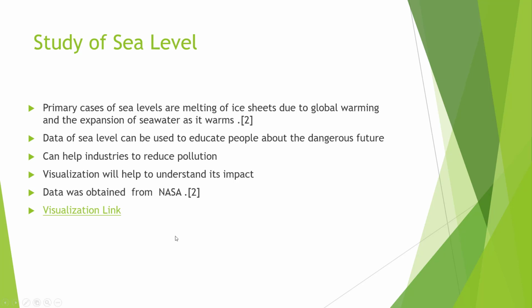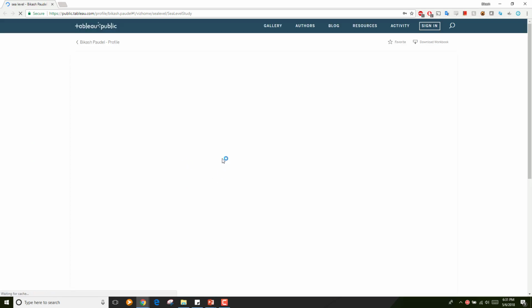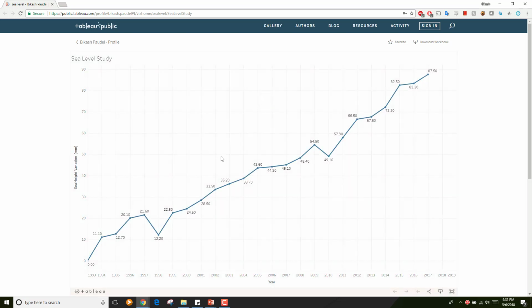Let's go to the visualization that we have saved in Tableau Public. So this is a trend of sea level rise in millimeters. We have data from 1993 till 2017. We can see that sea level is always increasing, and there was some reduction in sea level between 1997 and 1998, and similarly in 2009 and 2010.